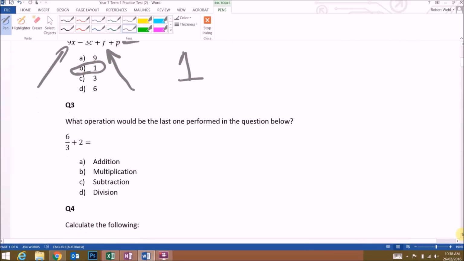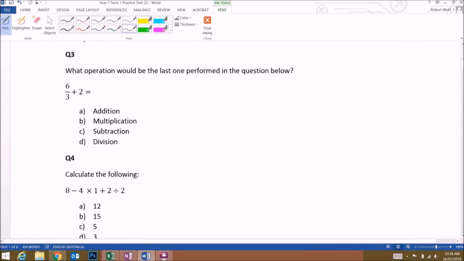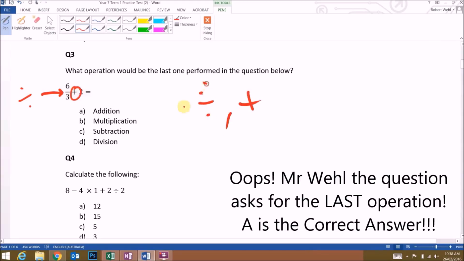Question 3. What operation would be the last one performed in the question below? So, the last operation that you'll do, let's have a look at, once again, our operations. We have 1 there, that's a vinculum, and a vinculum means divide, and then we have an addition. So 2 operations in this question. This one rates higher in our order of operations, so D is our answer.